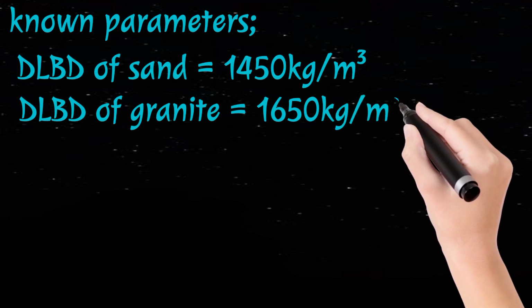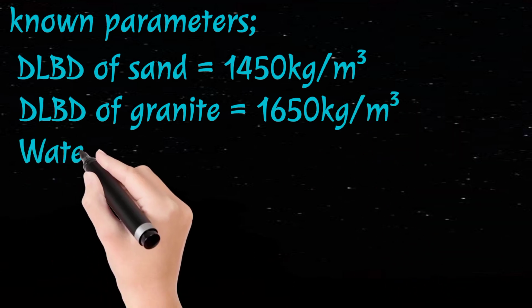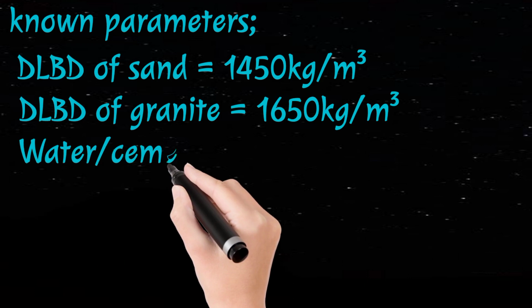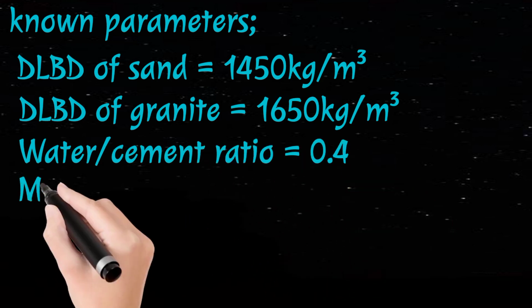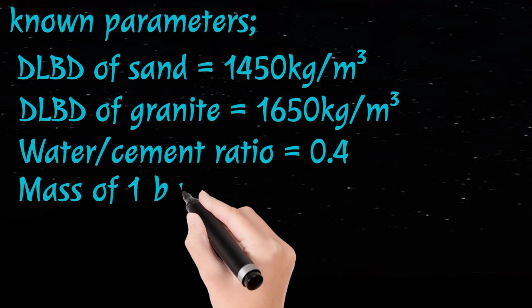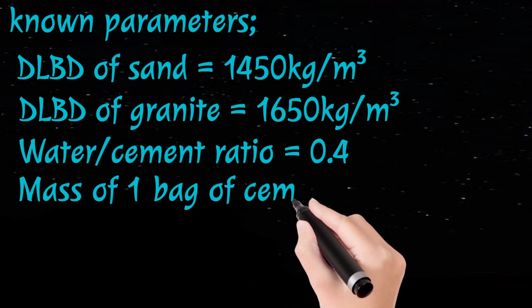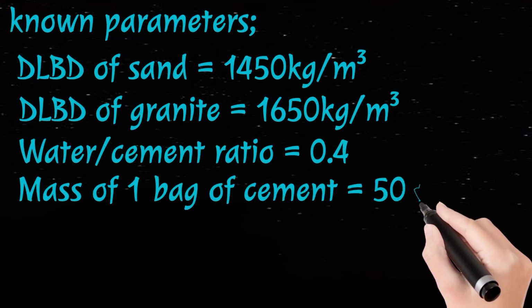Now we are going to list out all our known parameters, and those parameters include the dry loose bulk density of sand, the dry loose bulk density of granite, the water cement ratio, and also the mass of 1 bag of cement.